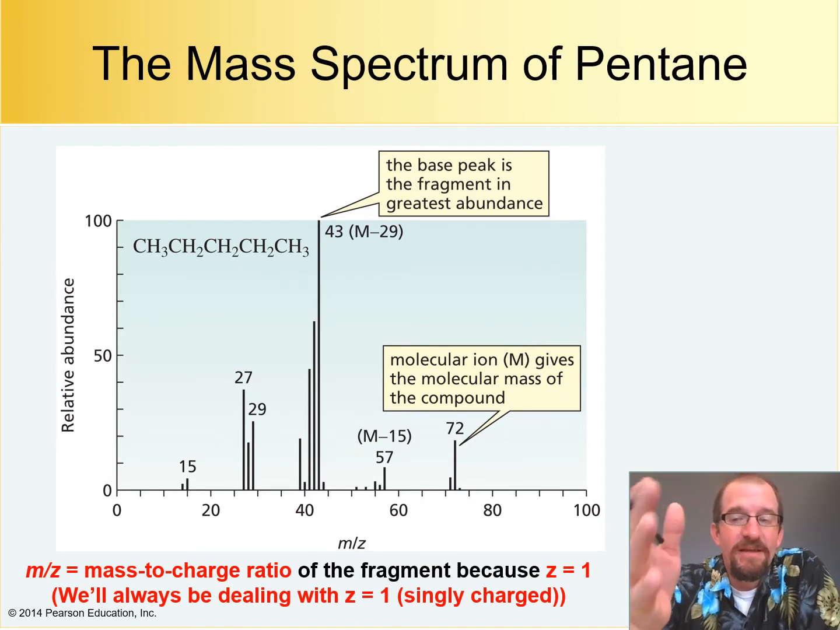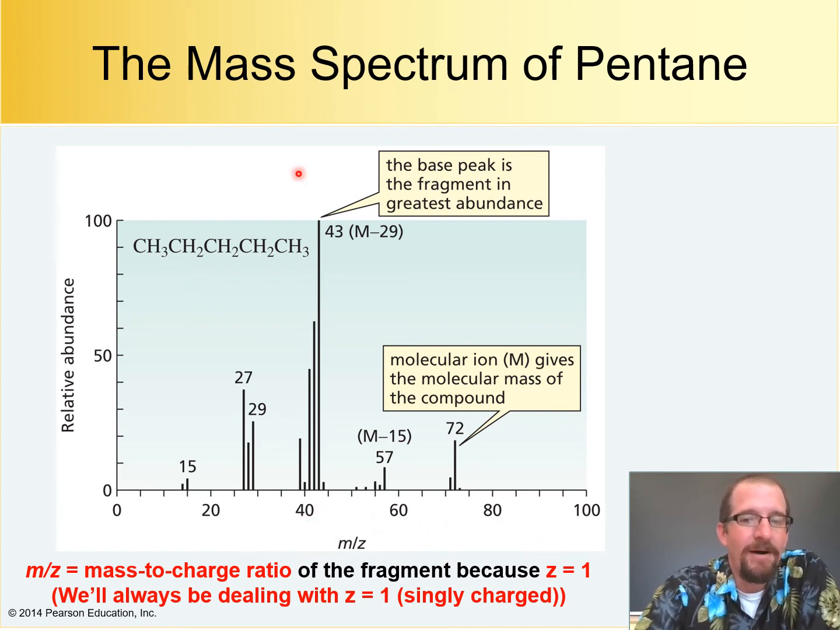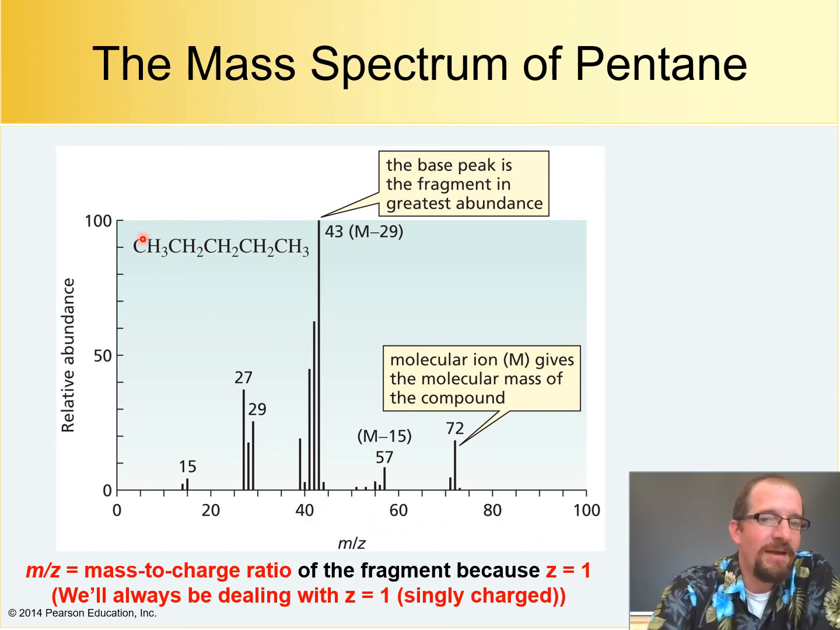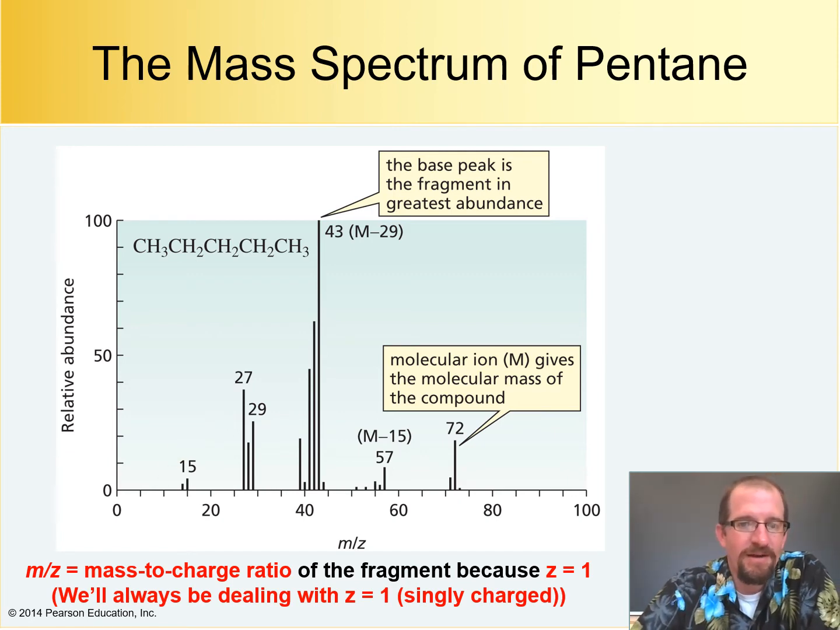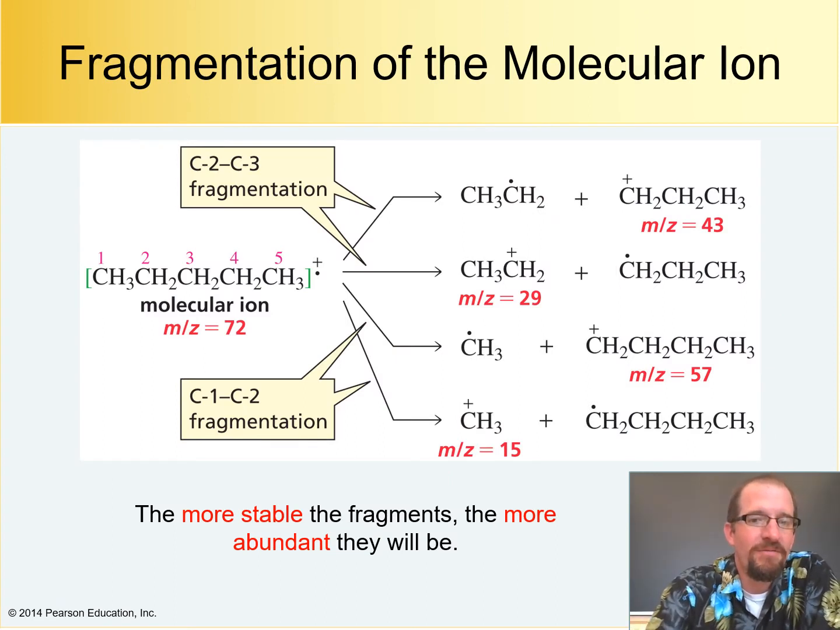All right, so this is the mass spec of pentane. Once again, m over z, for this class we'll be dealing with singly charged molecules, therefore z equals 1. So this is just simply the mass. Now, if you take pentane and fragment, cleaving any of those carbon-carbon bonds, you will get these different masses. Take a closer look at this. You can fragment here to get these two masses.